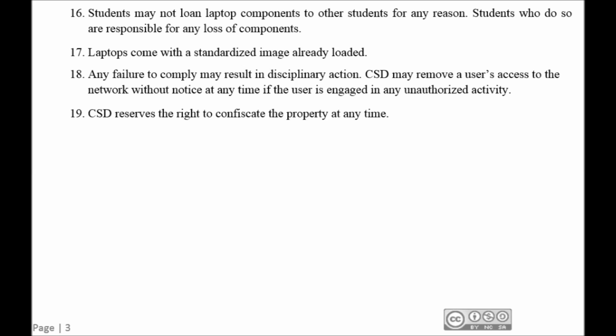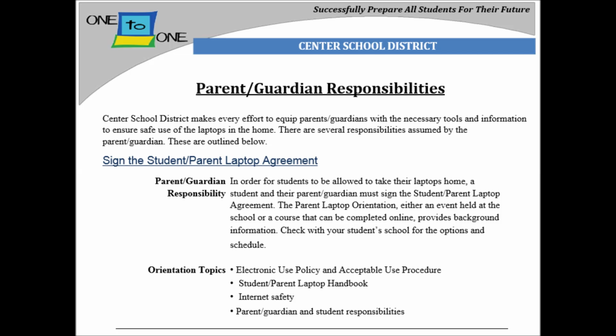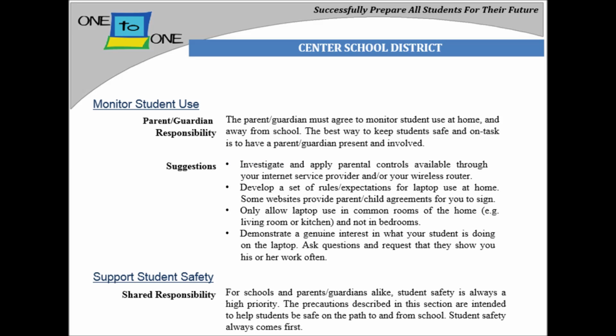Center may remove users' access to the network without notice at any time if the user is engaging in unauthorized activity. Center reserves the right to confiscate the property at any time. The parent or guardian must agree to monitor the student use at home and away from school. The best way to keep students safe and on task is to have a parent or guardian present and involved. There are some suggestions listed below.